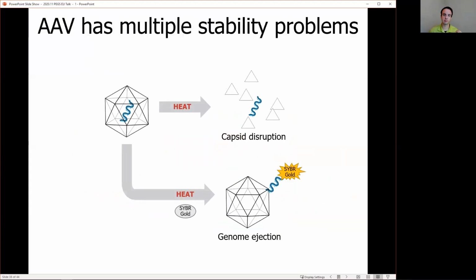And if we want to take a look at even more interesting samples, such as AAV, where we have both protein unfolding and DNA to be concerned with, we can study both stability pathways for AAV, where we have protein unfolding and capsid disruption shown on the top. And actually, we have a second pathway that's exclusive to DNA, where by adding SYBR Gold dye, we can detect DNA ejection occurring from relatively intact capsids that don't show any signal from protein changes, but instead only show signal as SYBR Gold dye binds to DNA leaving capsids.